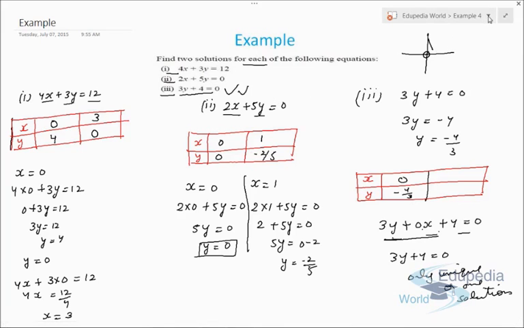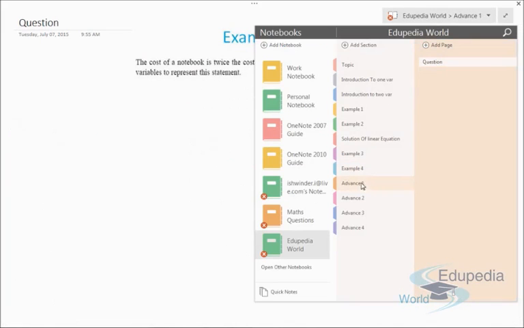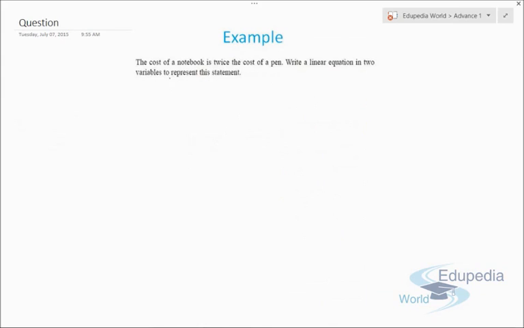Now okay, let's discuss some of the advanced questions which are generally seen in the examination. You have to watch this part very carefully. The example is: the cost of a notebook is twice the cost of a pen. We have to write a linear equation in two variables to represent this statement.